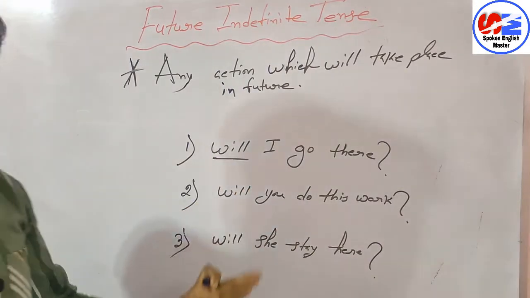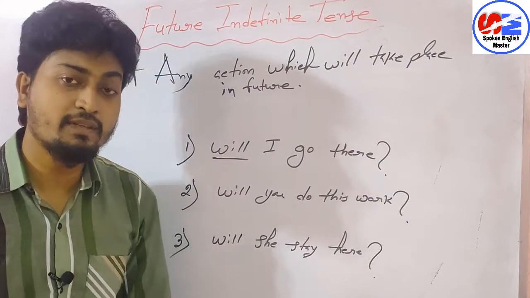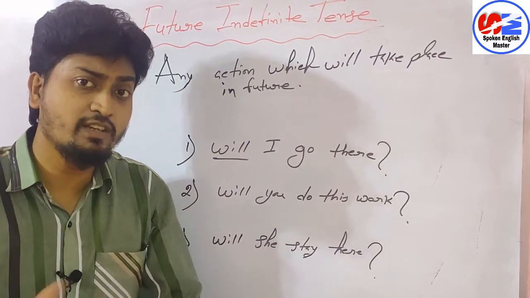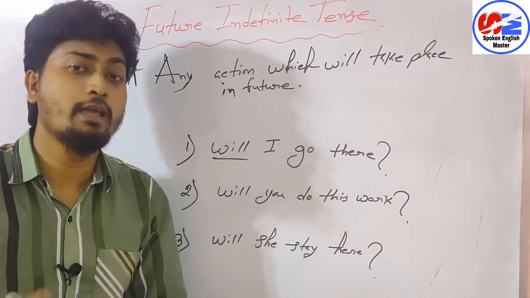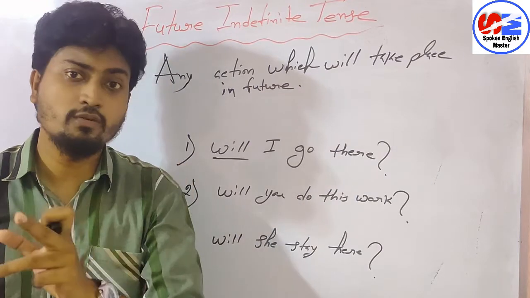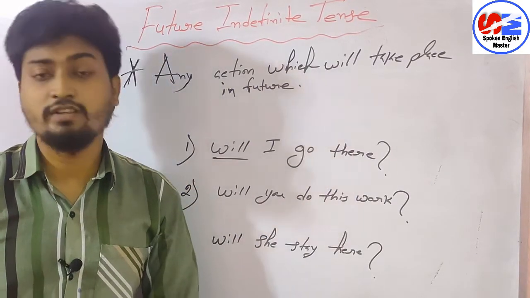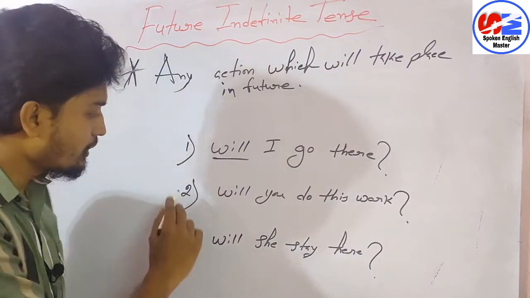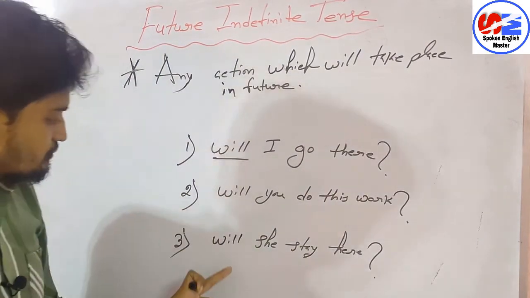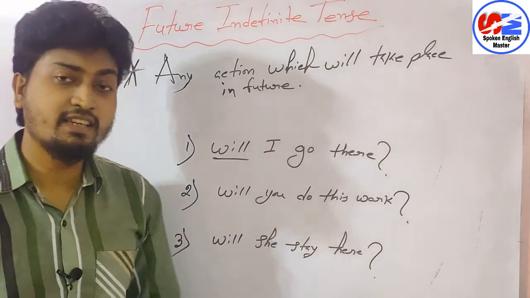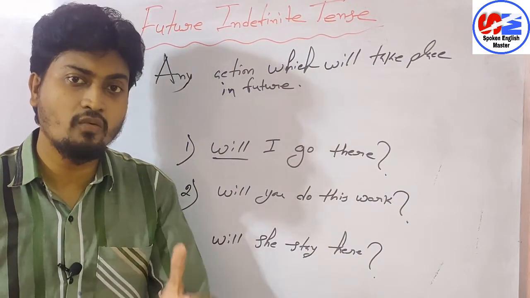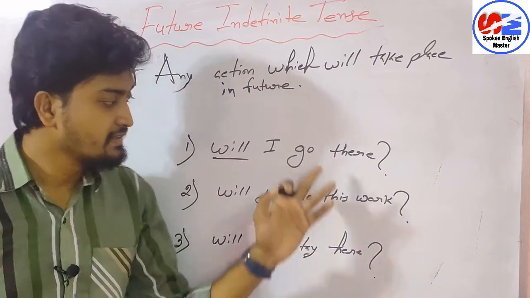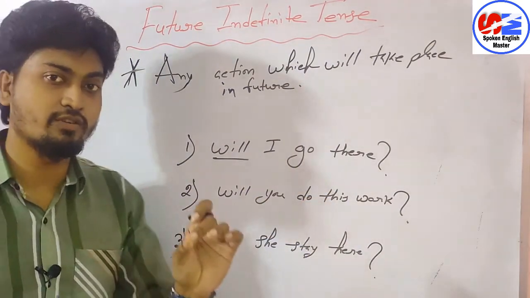Will you do this work? क्या तुम ये काम करोगे? It means I am asking a question. Will you speak English? क्या तुम इंग्लिश बोलोगे? These are questions, positive questions. As I have told you, there are two types of questions: one is your positive question, another one is your negative question. These are your positive questions. Last one. Will she stay here? क्या वो यहाँ पे रहेगी? I am just asking a question. I am not sure about that. These are your positive questions, meaning interrogative.